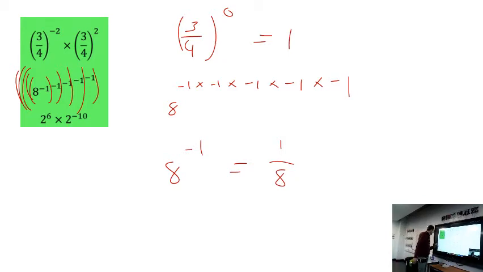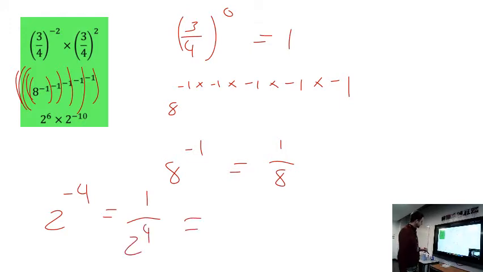Here the base is the same, so this is going to be 2. So here we add the powers, so 6 plus negative 10, that's equal to 2 raised to negative 4. This is the same as 1 over 2 raised to 4. If you want to further simplify that, so 2 times 2 is 4, times 4 is 8, times 2 is 16, this is the same as 1 over 16.